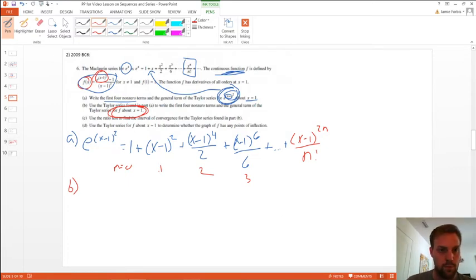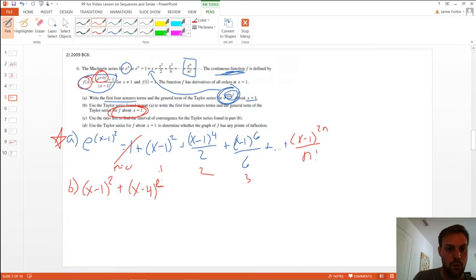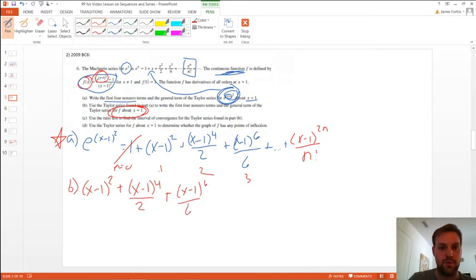For sake of room, I'm going to go ahead and write that out. If I take the answer that I got in part A and subtract 1, it's going to cross off that first term. So then I'm left with (x minus 1) squared plus (x minus 1) to the 4th over 2 plus (x minus 1) to the 6th over 6. And I'm supposed to go to the first 4 terms, so let me go to the next one. It's going to be plus (x minus 1) to the 8th power, because it goes 2, 4, 6, 8, over 4 factorial, or 24.